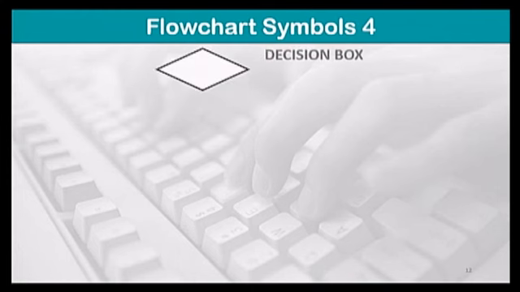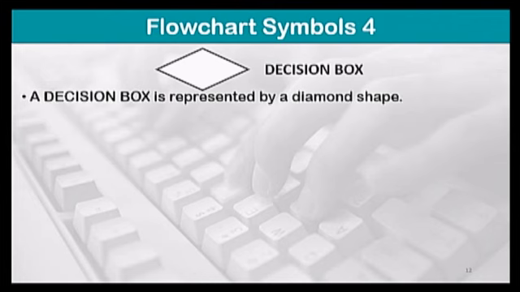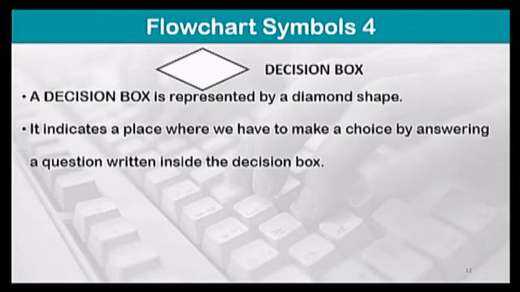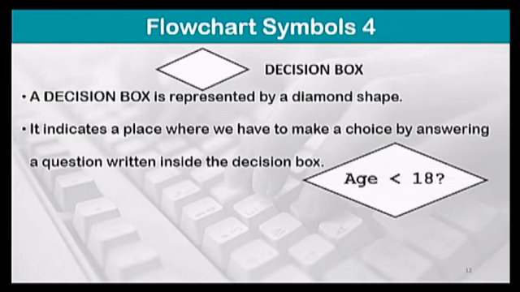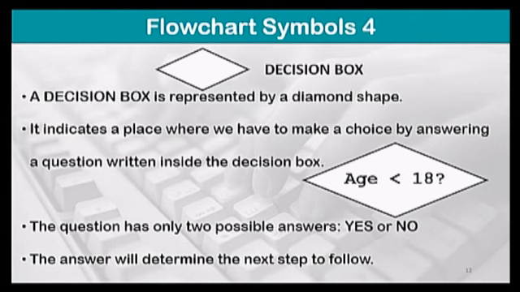A diamond shape. A diamond shape represents a decision box. It indicates a place in the flowchart where we have to make a choice. The choice is made by answering a question written inside the decision box. The question has only two possible answers, yes or no. The answer will determine the next step to follow.